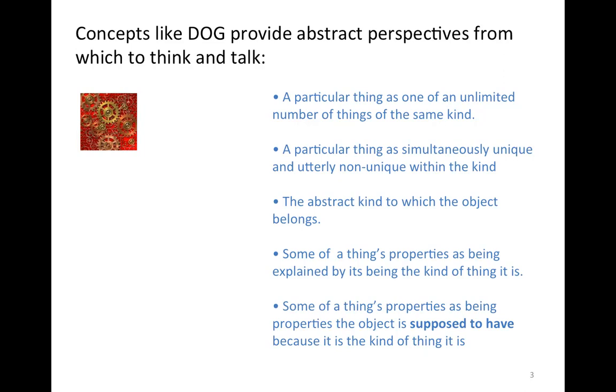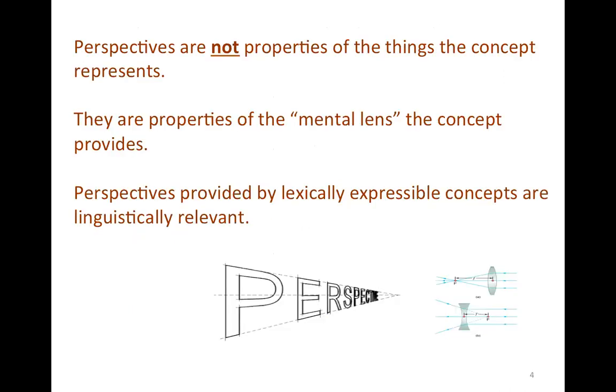All of these characteristics listed on this slide are characteristics of the perspective we take when we think and talk about dogs. These are not characteristics of dogs per se. Instead, they're part of the perspective that the concept dog provides us and the way we think about dogs. Perspectives are not properties of the things that the concept represents. Instead, they're properties of what we may call the mental lens that the concept provides. And it turns out that these perspectives that are provided by lexically expressible concepts are linguistically relevant for a number of phenomena, including generics, polysemy, and a few other phenomena we'll be pointing out along the way.